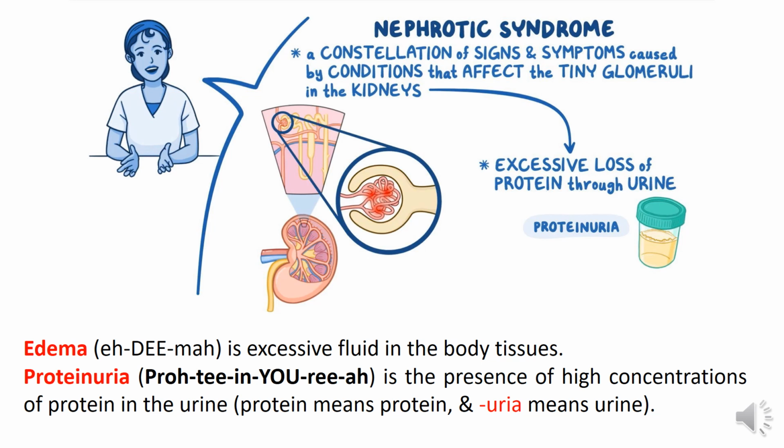We are losing protein excessively in nephrotic syndrome. That's why the patient may come to us with edema and fatigue and exhaustion. Edema is the excessive fluid in the body tissue. Proteinuria, where protein is excreted more in the urine, is the presence of a high concentration of protein in the urine.